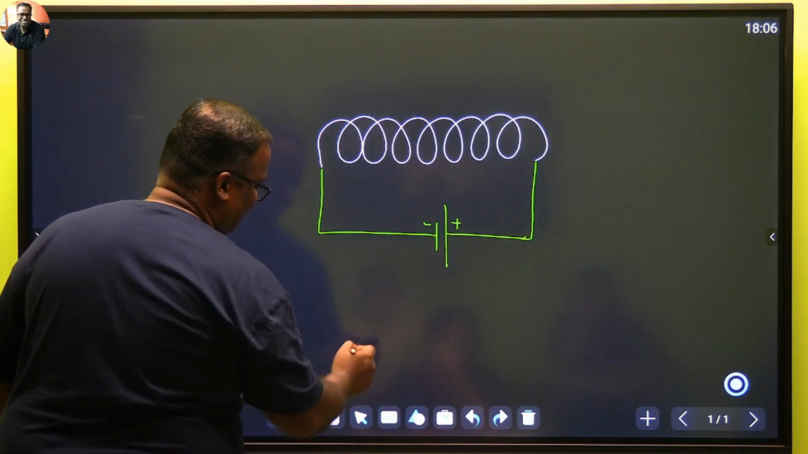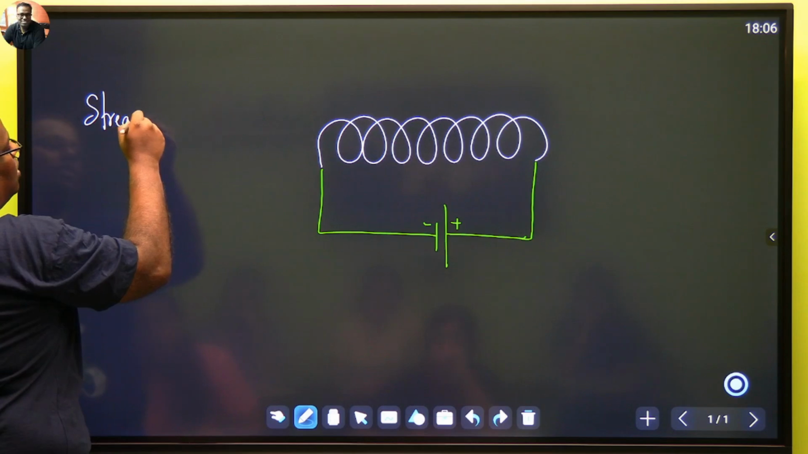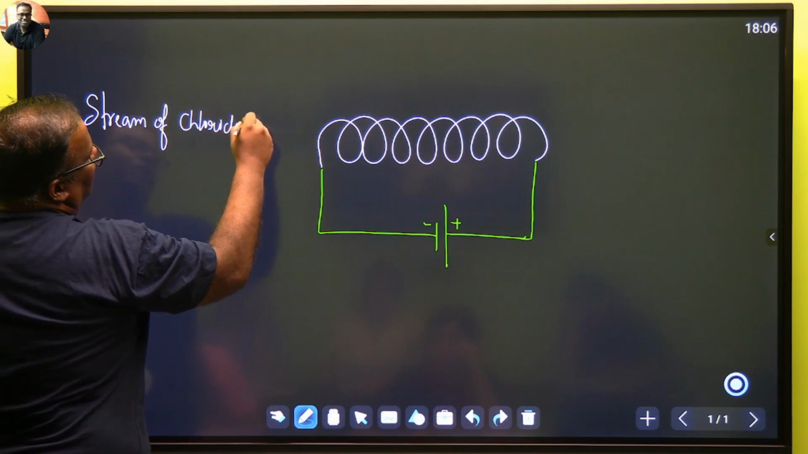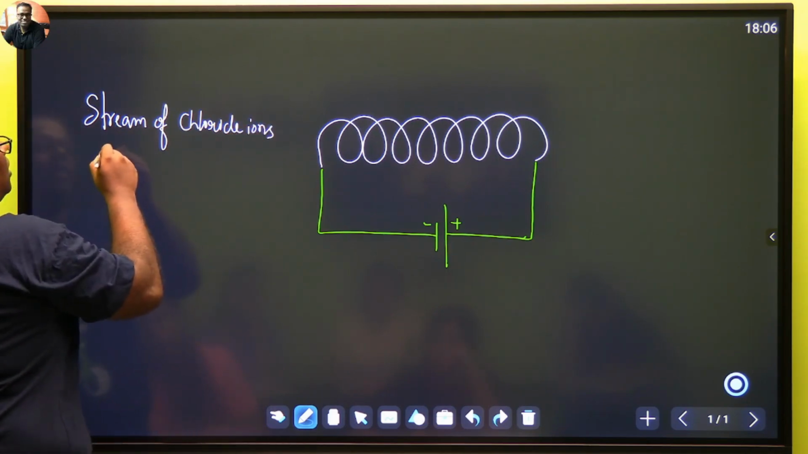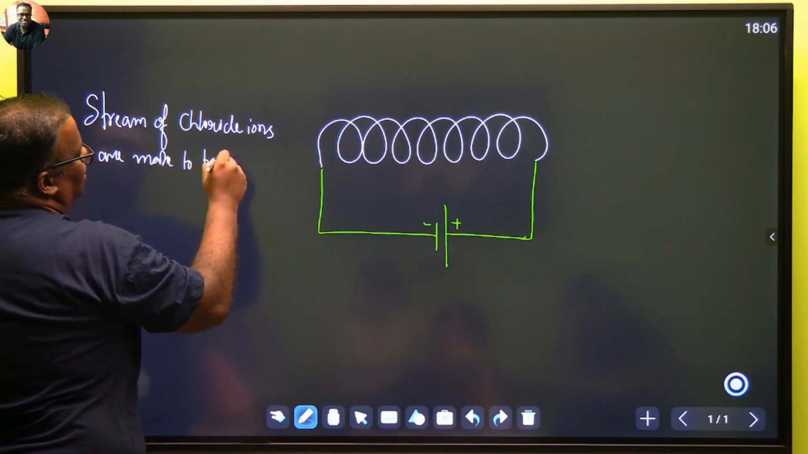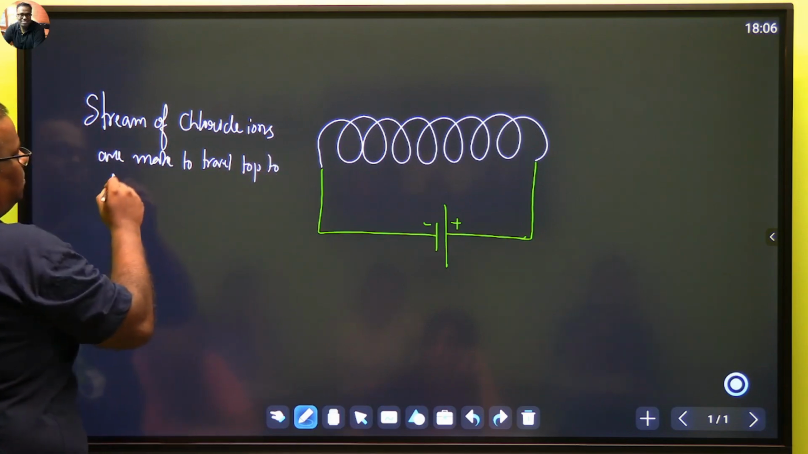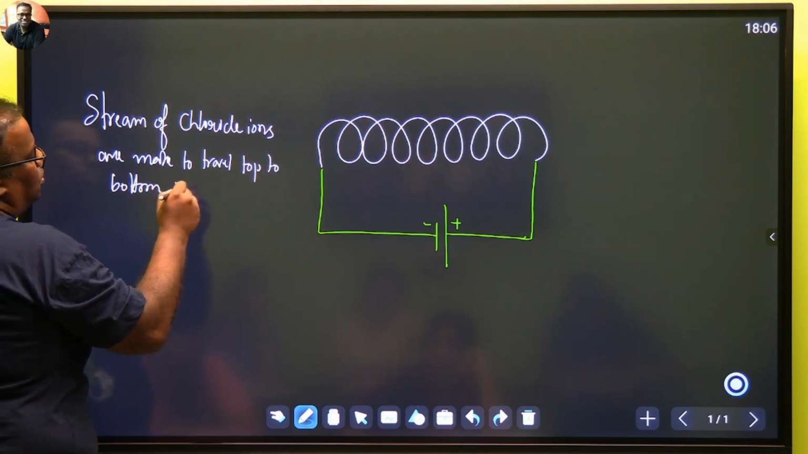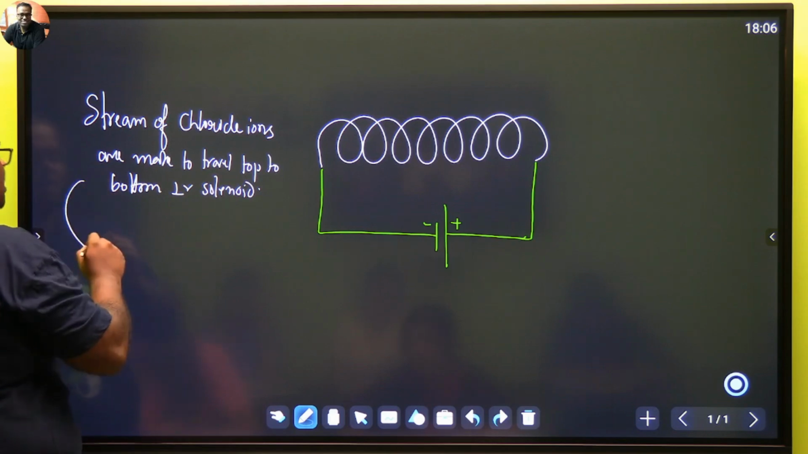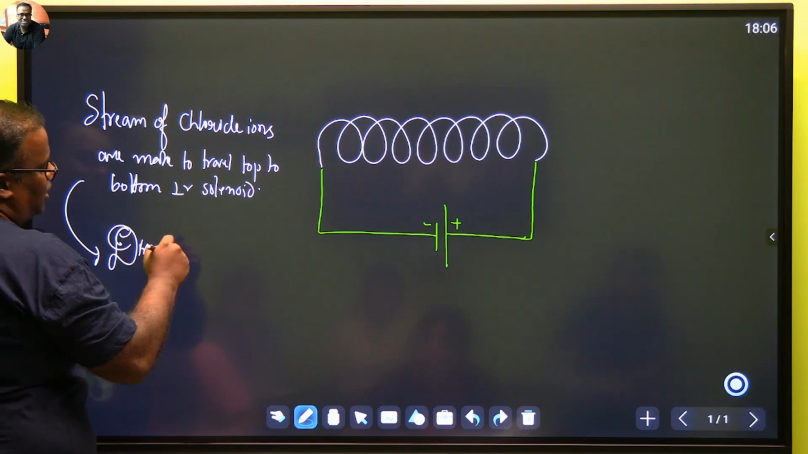Okay. And next I say, a stream of chloride ions are made to travel top to bottom, perpendicular to the solenoid. What should be the direction?